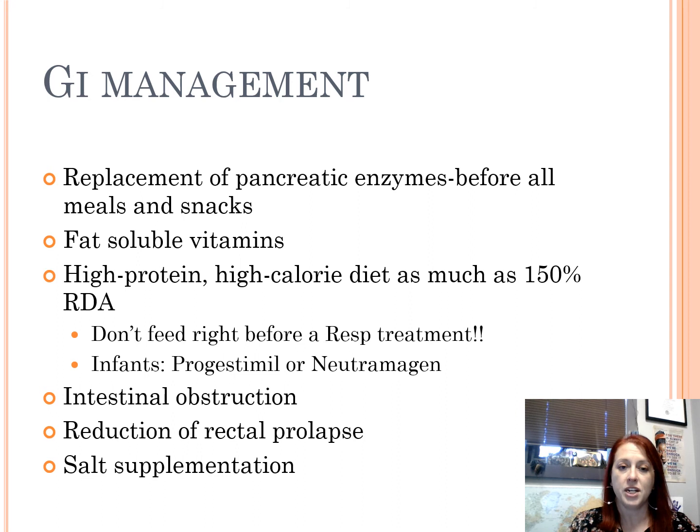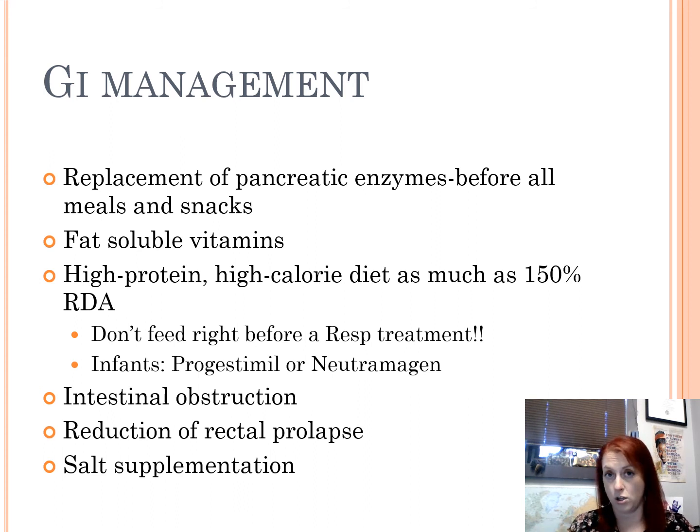Your GI management. So we were going to replace those pancreatic enzymes, and that needs to happen before all meals and snacks. And it depends on the age of the patient. Infants, we usually are doing these little droplets to replace the enzymes. Older kids, it's usually taking a pill. They're kind of like giant vitamin horse pills. Older kids may be taking 5 of them with a meal. So it depends on their size and their age on how many of those they're taking, but it has to be with every meal and every snack.